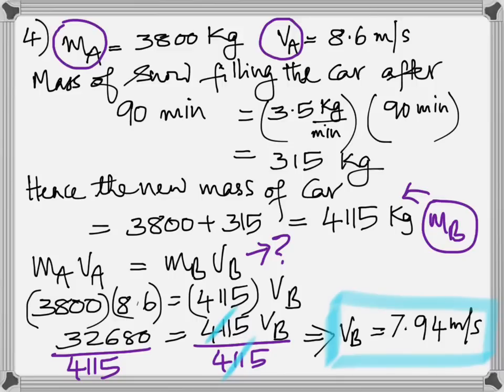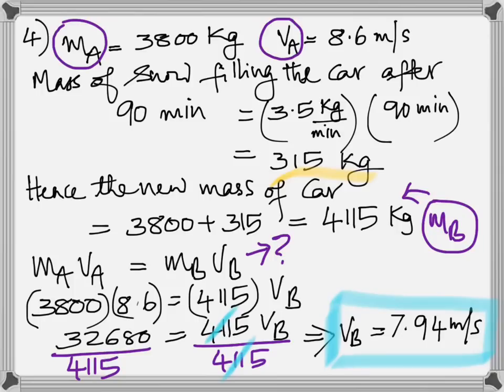So the mass MA is 3,800 kilogram, VA is 8.6 meter per second, right? And see that the mass of snow filling the car after 90 minutes is how much? 41.3. All right, you found the mass of the snow. Mass of snow was 3.5 times 90, isn't it? Which is 315 kilograms. And then you add the 315 kilograms to 3,800 to give you 4,115 kilograms.